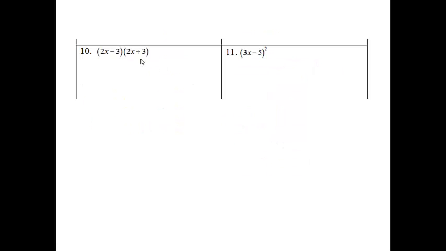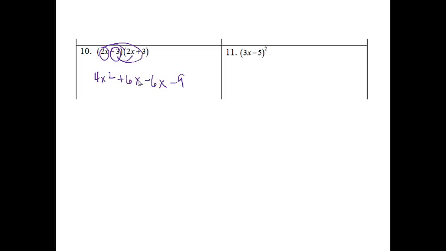Okay, problem 10, 2x minus 3 times 2x plus 3. I'm going to do the arrow way first again. I'll take the 2x times both parts, and then I'll take the negative 3 times both parts. So 2x times 2x is 4x squared. 2x times 3 is a positive 6x. Negative 3 times 2x is negative 6x. Negative 3 times 3 is not 0, it is negative 9.